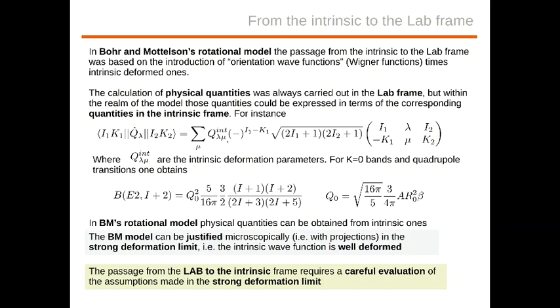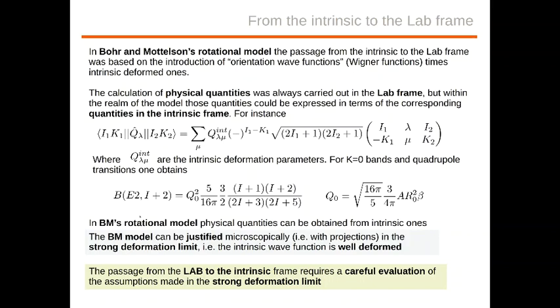extra coefficients times these quantities that are computed in the intrinsic system. So there is a relationship in the Bohr-Mottelson model between the intrinsic quantities and the laboratory quantities. In fact, if we use this expression and restrict it to K equals 0 bands and quadrupole transitions, we obtain this very famous formula that relates B(E2) transition probabilities. Oh, sorry, here I forgot an arrow and an I here. This is the transition from I plus 2 to I, right?